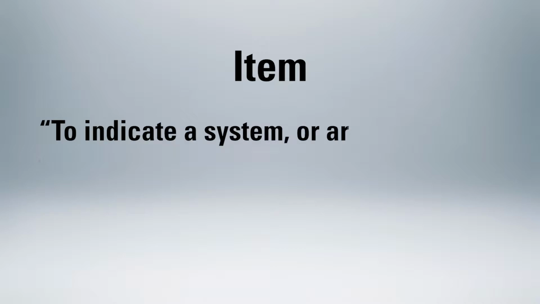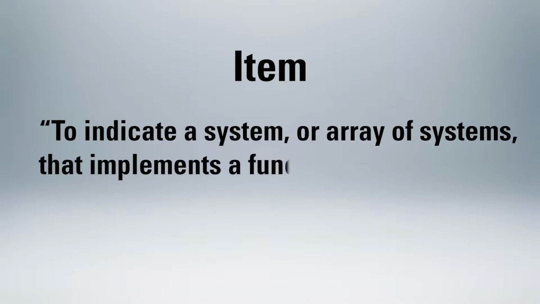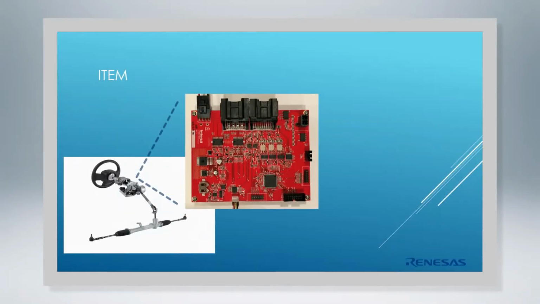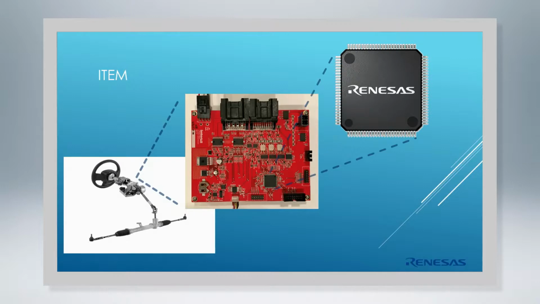The term item is used in ISO 26262 to indicate a system or array of systems that implements a function or part of the function at the vehicle level. Complying with the standard requires that independently the item can be proven to meet defined targets for these two metrics. Certain challenges are faced by the supplier and the integrator in order to achieve compliance. This is the motivation for the usage of an analysis tool, one that can be customized to address these challenges.